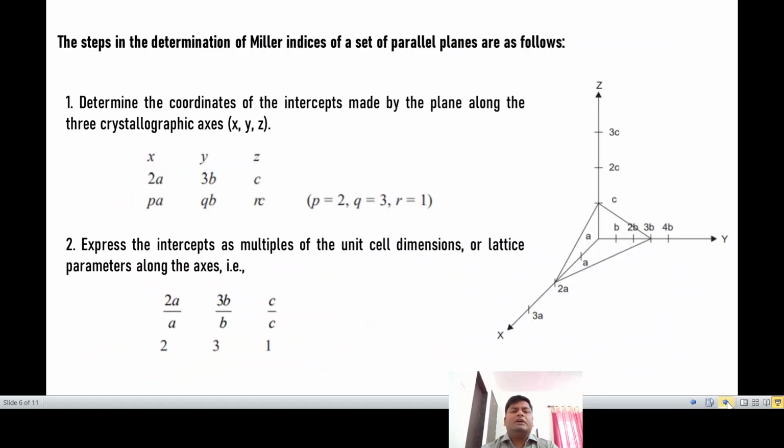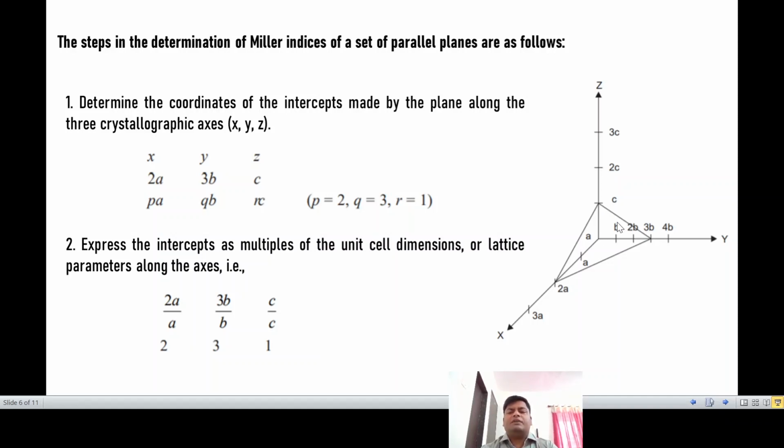Now we will see the steps to determine the Miller indices of a set of parallel planes, as follows. First of all, we have to consider the crystallographic axes x, y, z, which have been represented with their unit translation vectors a, 2a, 3a along x, then b, and then c along the z-axis. After that, one plane has been demonstrated, which cuts the x-axis at 2a, the y-axis at 3b, and the z-axis at 1c. Okay, so this is the information that we have.